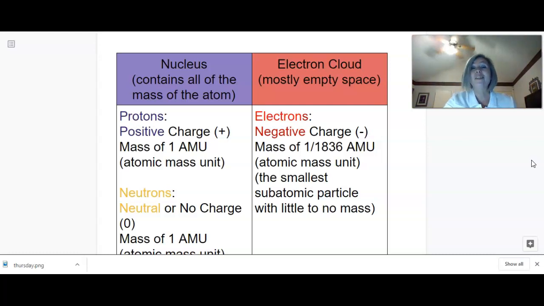Some scientists even like to say that they have no mass, but that's not right. They do have some mass. It's a very small mass. So we're going to assign it a value of 1 over 1,836 AMU. So what this means is it takes 1,836 electrons to equal the mass of 1 proton. So really what you need to understand, they're super small. They are the smallest of the subatomic particles that we're talking about. So as long as you remember that electrons are the smallest, you should be good to go.